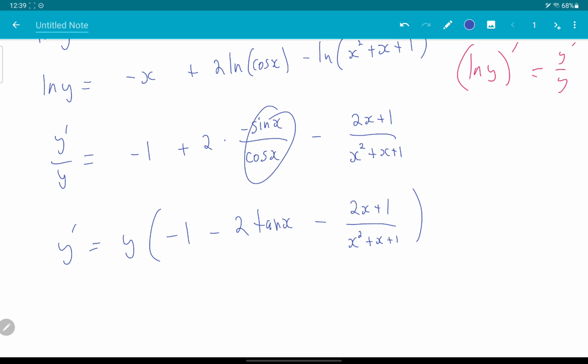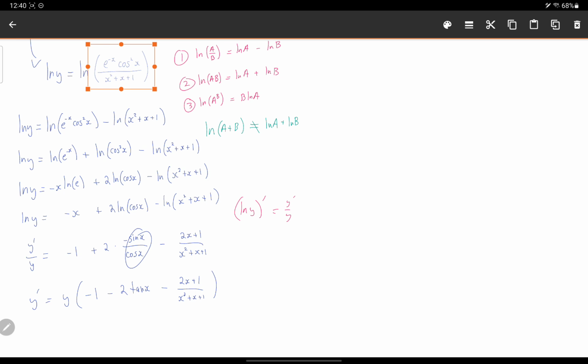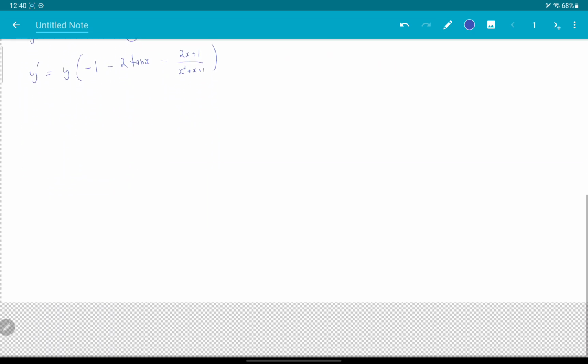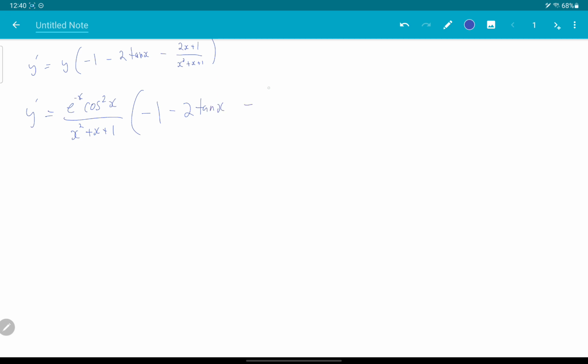And then our original y can be plugged back in. What was the original y? The original y was this guy here. I'm going to cheat here and just copy. Oh, forget it. I'll just remember what it is. Use my brain. Okay. E to the negative x cos squared x over that denominator, right? Okay, that's my y times the bracket minus 2x plus 1 over x squared plus x plus 1.